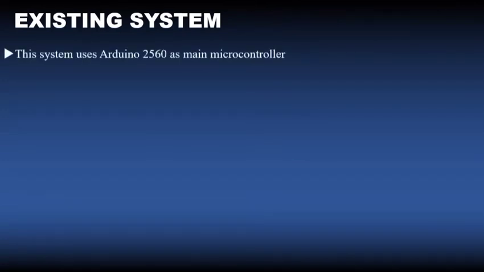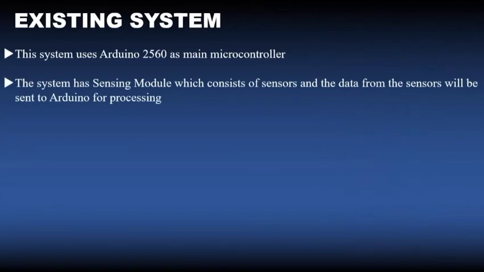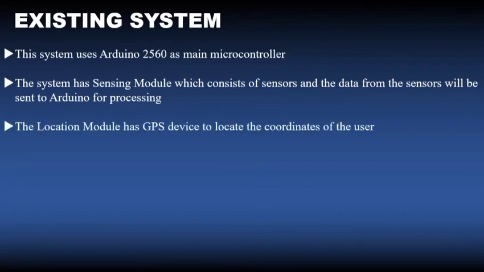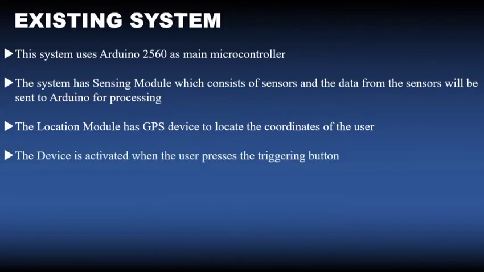The existing system uses Arduino 2560 as main microcontroller. The system has a sensing module which consists of sensors, and the data from the sensors will be sent to Arduino for processing purpose. The location module has a GPS device to locate the coordinates of the user. The device is activated only when the user presses the triggering button.